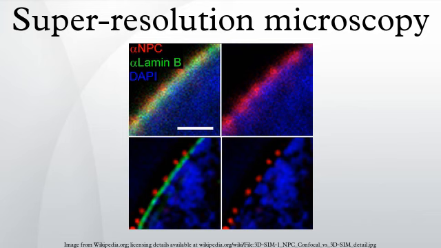On October 8, 2014, the Nobel Prize in Chemistry was awarded to Eric Betzig, W. E. Moerner and Stefan Hell for the development of super-resolved fluorescence microscopy, which brings optical microscopy into the nanodimension.